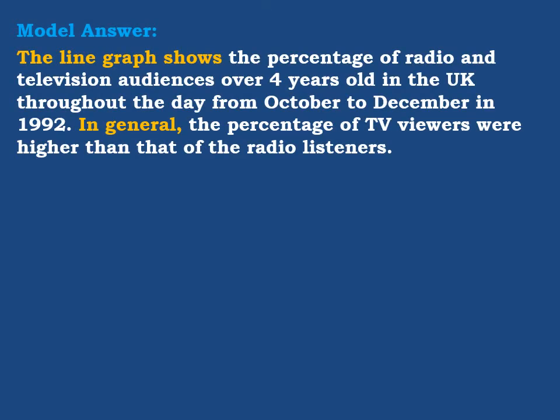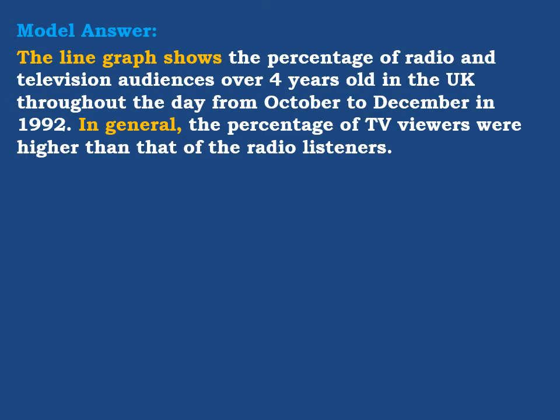Let's start with the introduction. As usual, we have to start with the name of the graph. Here, the name of the graph is line graph. So the line graph, and then the verb shows. The line graph shows. Now, if you remember, the vertical axis represents the percentage. So here it says the percentage. The line graph shows the percentage of radio and television audiences, and this is taken from the title.